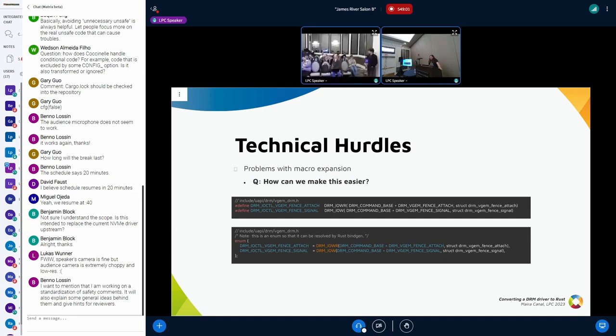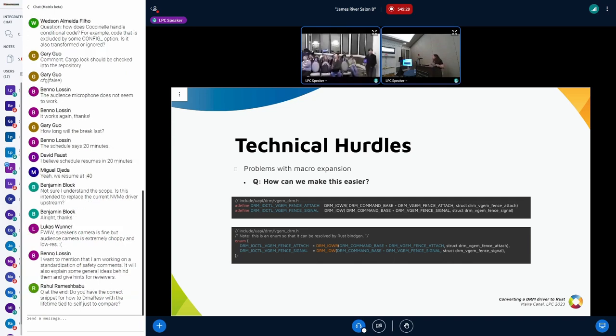And finally, a more technical question. How can we make macro expansion easier? For example, I had these two macros in the VGEM UAPI that I had to turn into enums so that they could be resolvable by VGEM. And you know, this is not ideal. I would like to just use my macros, you know, not touching the UAPI would be ideal for me. So I would like to raise this question to the Rust experts in the room: could we make this easier? Maybe something in VGEM, you know?